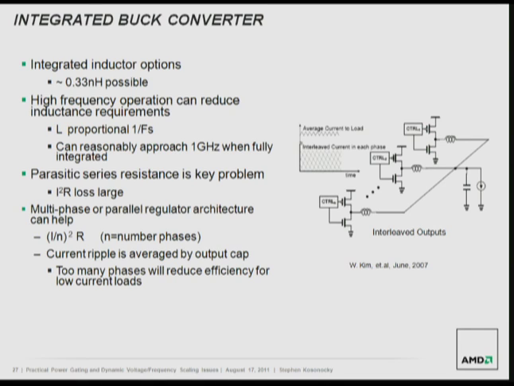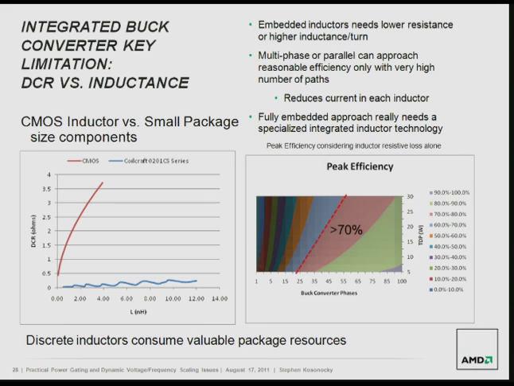You could reduce some of the inductor requirements by running very high switching frequency, but that could increase your losses. And then the key problem here is really the parasitic series resistance of the inductor, and that I²R loss there. And you could try to tackle that by multi-phase or parallel regulator architectures, where if you could reduce the current, then the I²R loss gets reduced very quickly. But even there, that presents problems without having some special process hooks to help solve them.